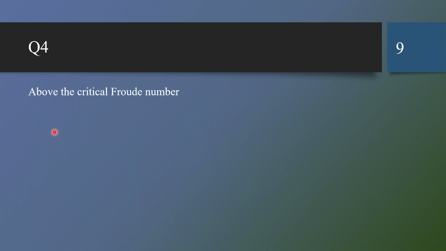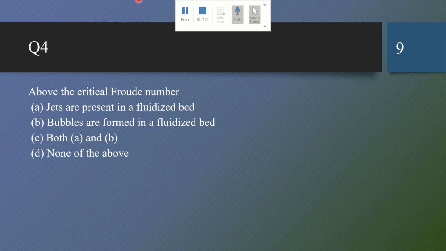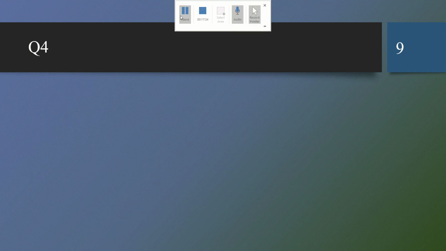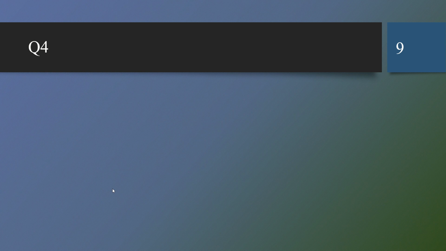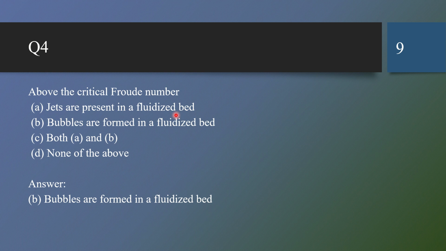Above the critical Froude number, jets are present in a fluidized bed, or bubbles are formed in a fluidized bed, or both A and B, or none of the above. So what does critical Froude number mean? The answer is bubbles are formed in a fluidized bed.